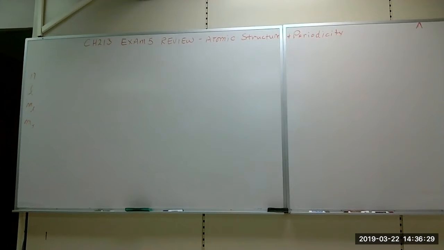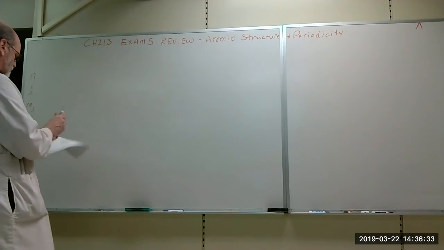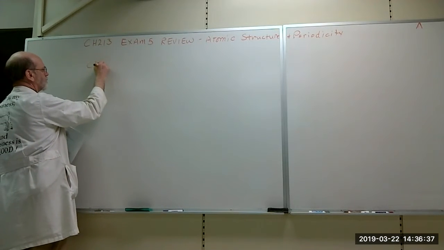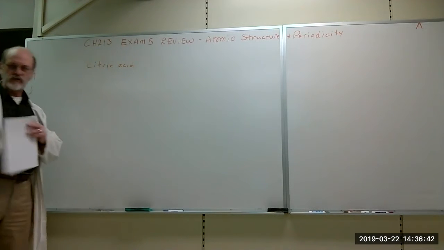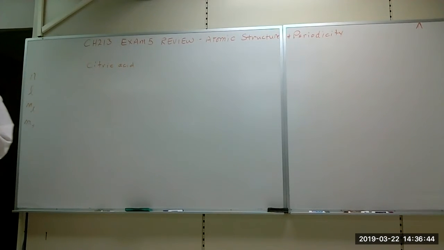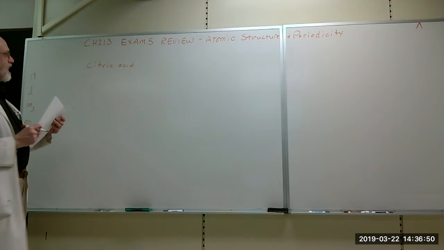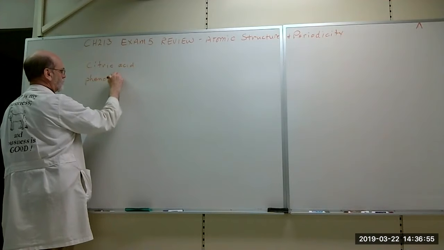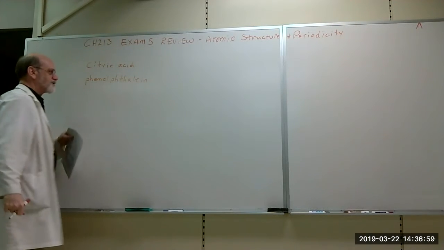Let's look at materials first. We're going to have citric acid. Everybody knows citric acid. Just bite into a lemon. You'll find out about citric acid in a hurry. Phenolphthalein. So what's phenolphthalein?